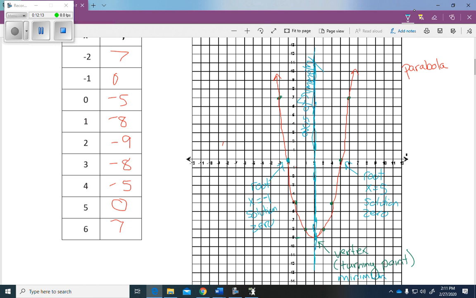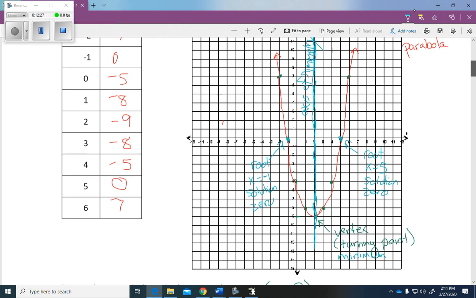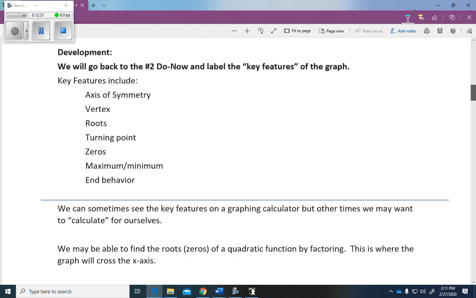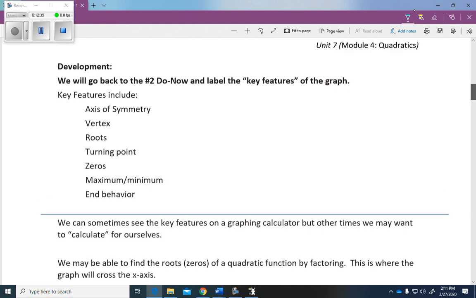This leftmost point is at -1, 0. This rightmost point is at 5, 0. So sometimes we call them roots, sometimes we call them zeros, sometimes we call them solutions. So sometimes we just call it the x-intercept even. So axis of symmetry we talked about, vertex we talked about, roots we did, turning point we did, zero we did, maximum, minimum, end behavior.